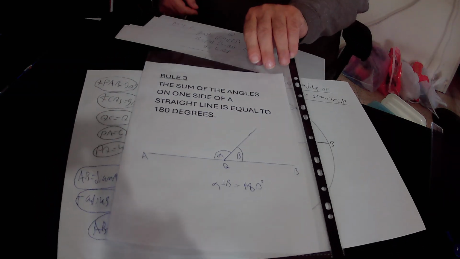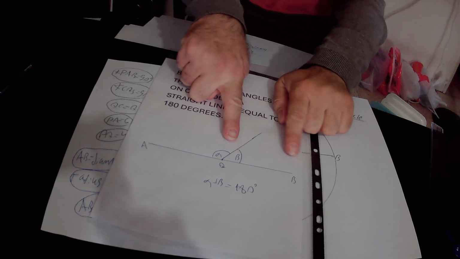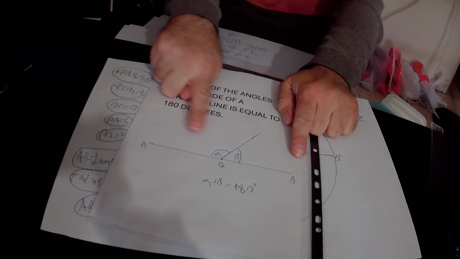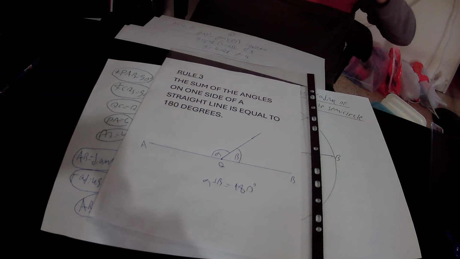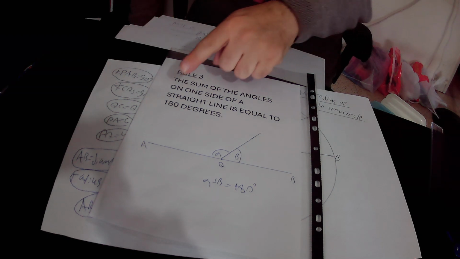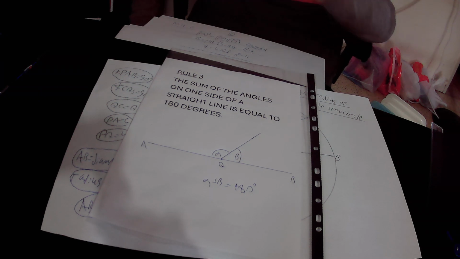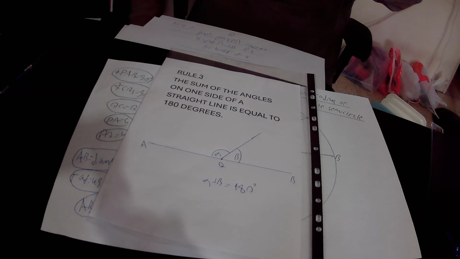According to rule number 3, the sum of the angles on one side of a straight line is equal to 180 degrees. In the drawing we have the straight line AB. So if we focus on the upper side of the straight line AB at point Q, the sum of the angles must be equal to 180 degrees according to rule number 3. Which angles do we have at the upper side of AB at point Q? We have this angle alpha and beta. So according to rule number 3, alpha plus beta must be equal to 180 degrees.